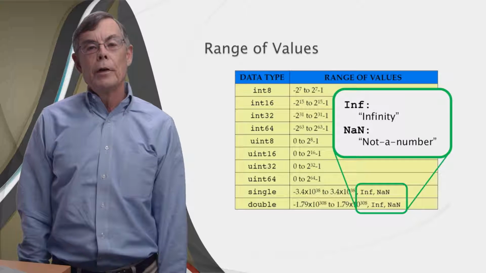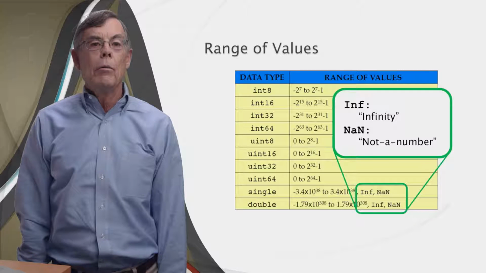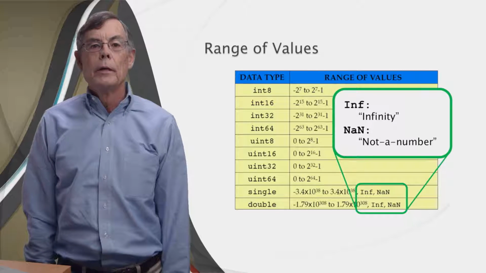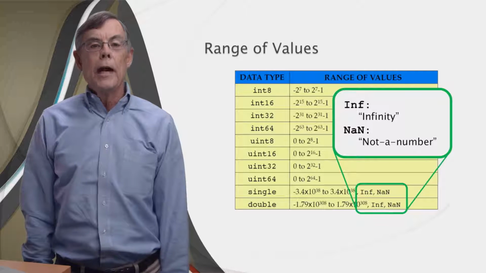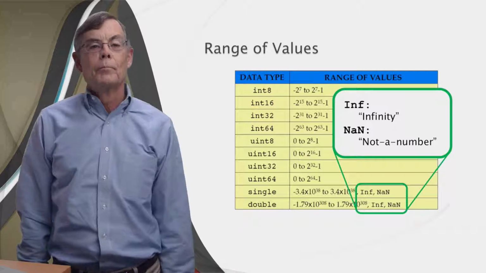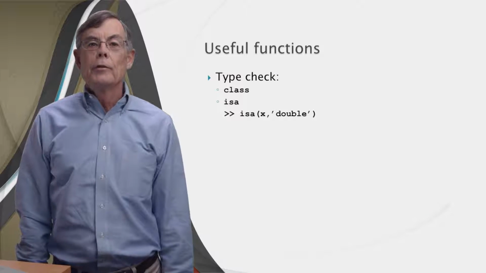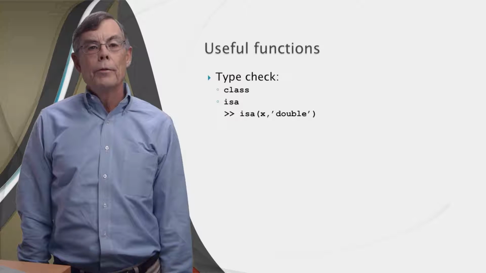The second out-of-range value that a single and a double can have is NaN, or nan, for not a number. Nan signifies the result of an expression that gives an invalid value. For example, 0 divided by 0. So that's a look at the ranges for these types. Now let's look at some functions that deal with them.